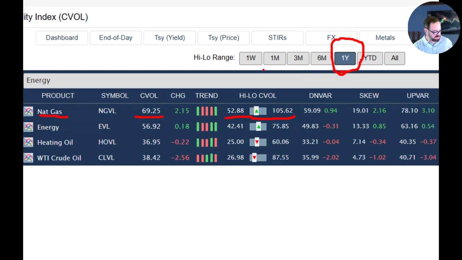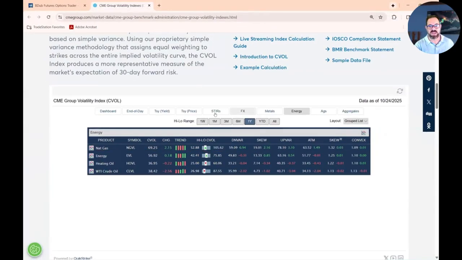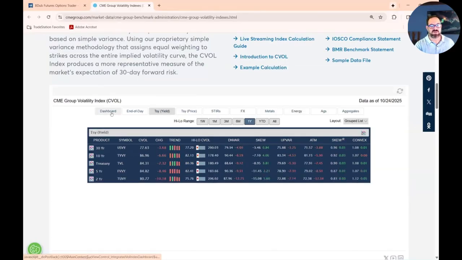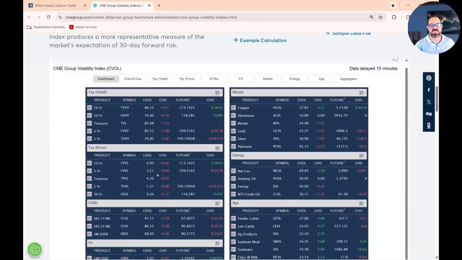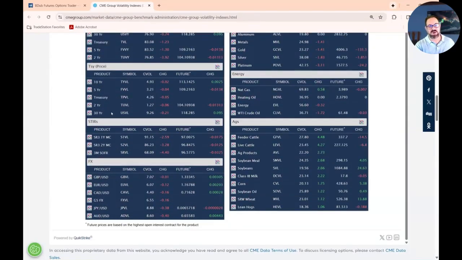So let me go back. We start off with the Russell, and I'll finish that before I go to nat gas. Unfortunately, here you do not see equity indexes. Okay, we do have yields. Actually, go to the dashboard, you see all of them. So we got the treasuries, metals, energies, price for the treasuries, STIRs, those are some short-term, forex and ags, but we don't have the indexes.